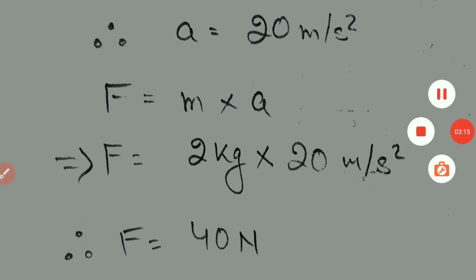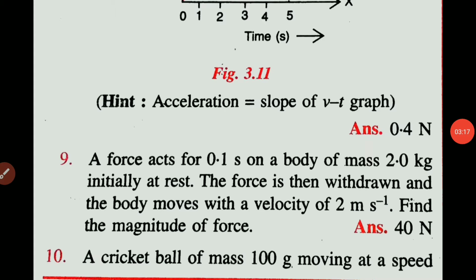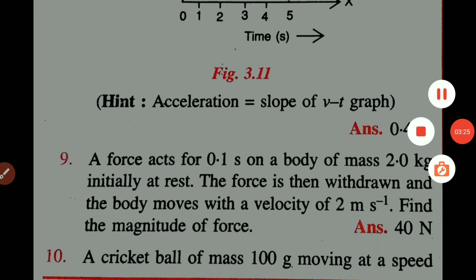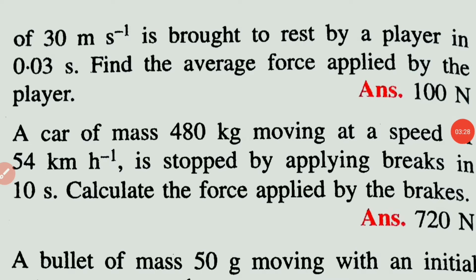Now let us go to question number 10. Question number 10 reads as: a cricket ball of mass 100 gram moving at a speed of 30 meter per second is brought to rest by a player in 0.03 seconds. Find the average force applied by the player. So this is a retarding force, that means a force which is stopping an object. So let us try to solve this.